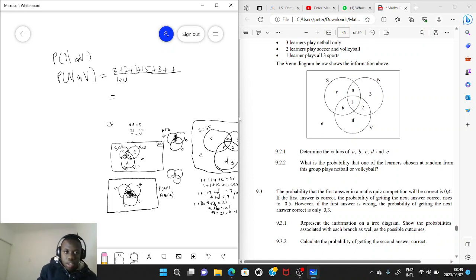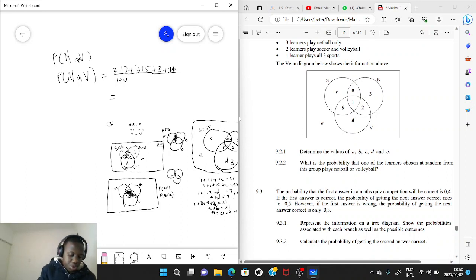Let's check the answer. So what is 3 plus 5 plus 1 plus 15 plus 3 plus... Okay, all over 100. So here we have plus 2. So that is 3 plus 2 plus 1, plus 15 for A, plus 3 for D, right? And then what's P? Plus 1.